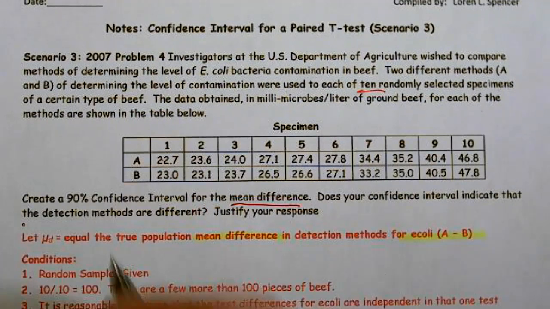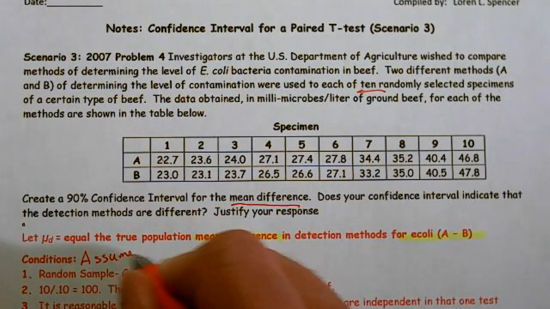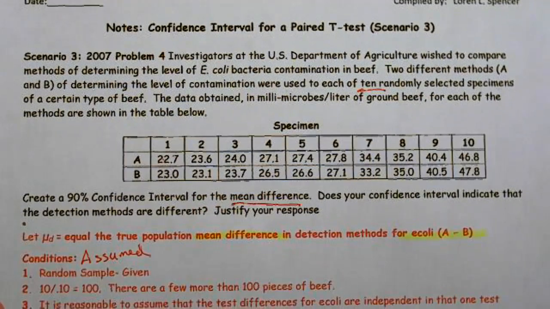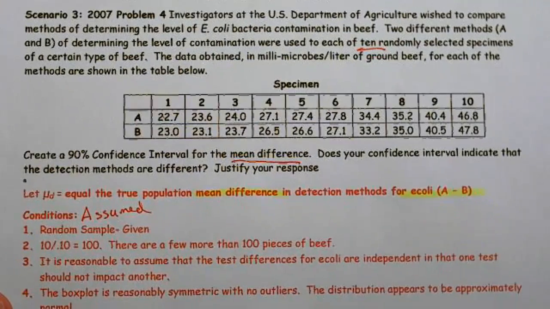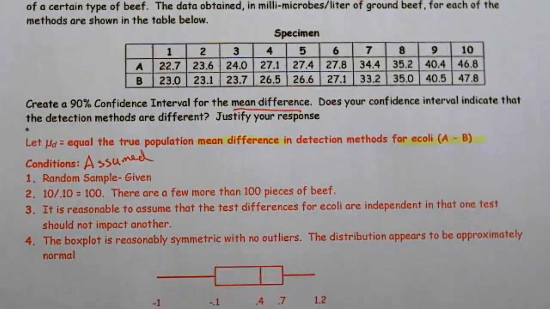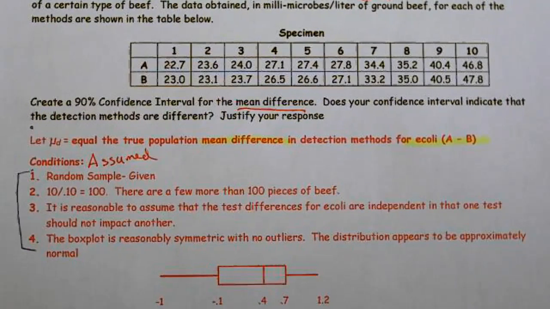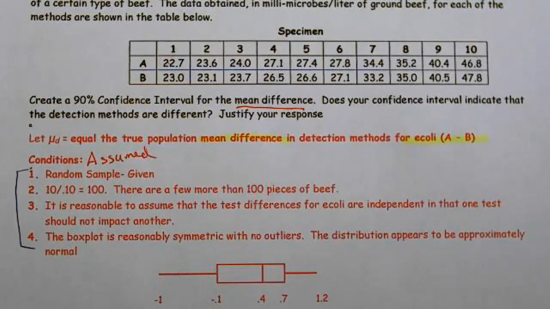And our conditions, we're going to go ahead and say they were assumed. They gave us a random sample, etc. Here's the actual information, because you may need to be doing this in your college course. It depends on the school. It's definitely required for the AP, but not for our class.